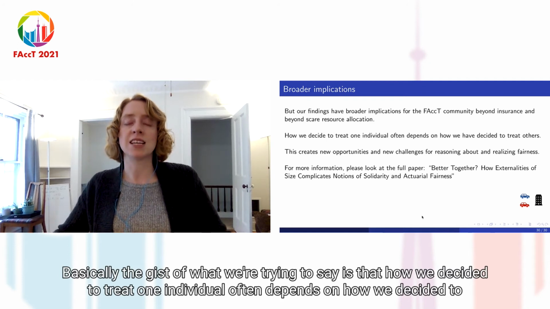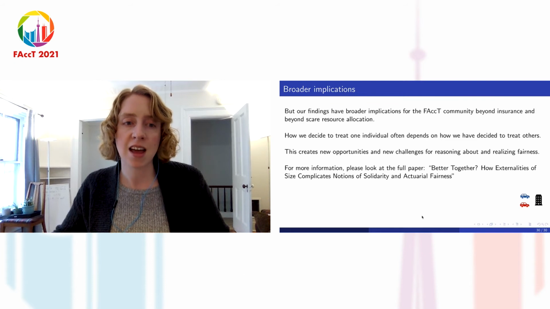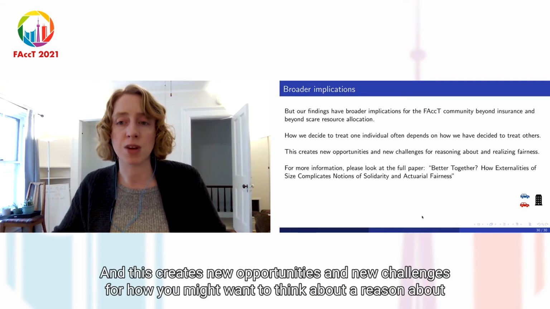Basically, the gist of what we're trying to say is that how we decide to treat one individual often depends on how we decided to treat others. And this creates new opportunities and new challenges for how you might want to think about and reason about fairness.